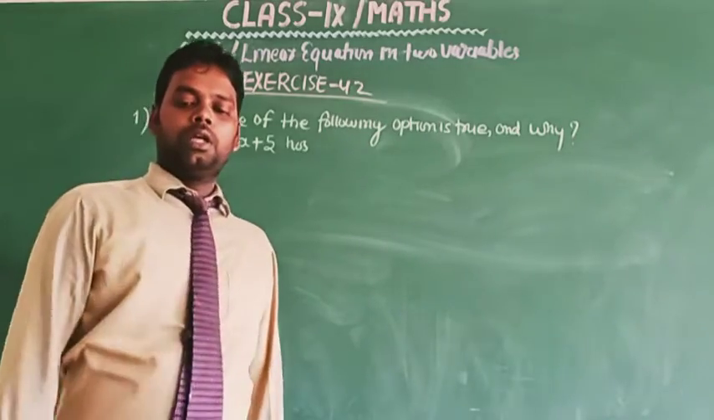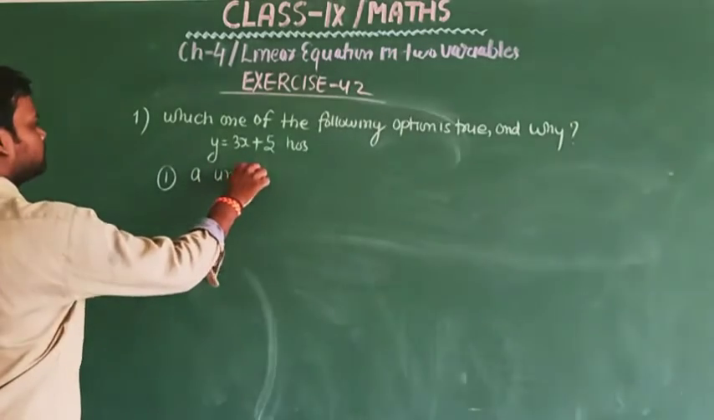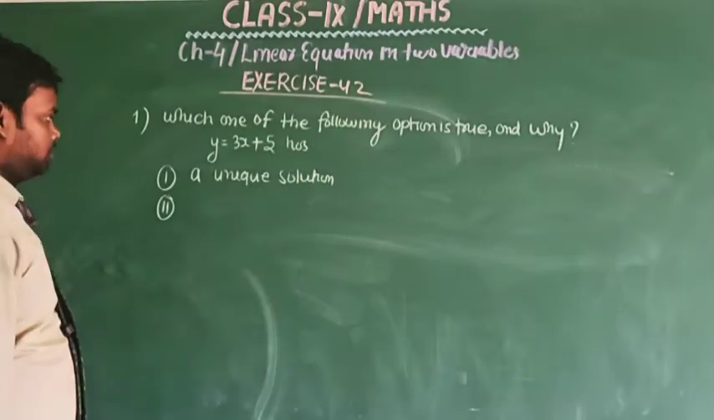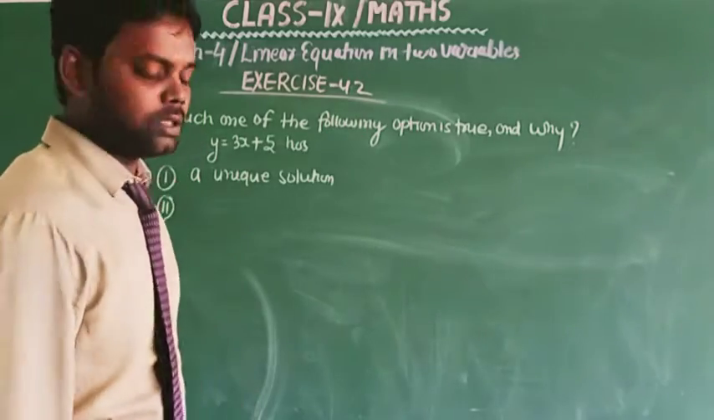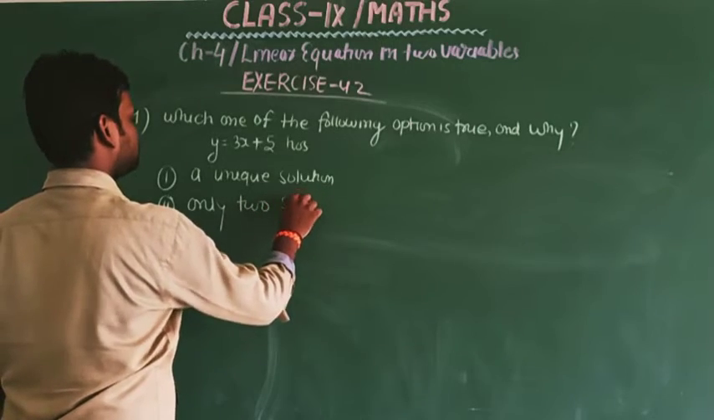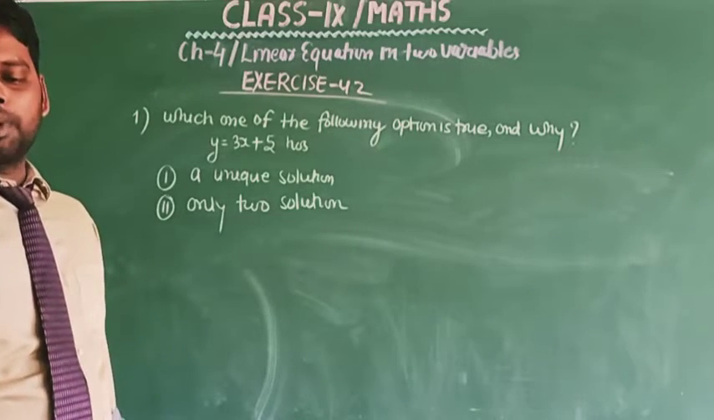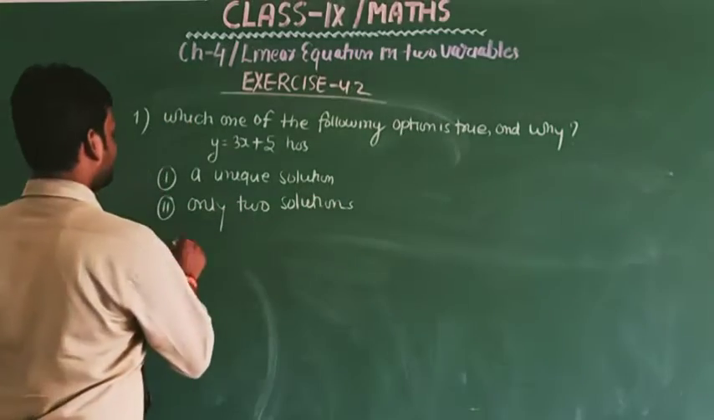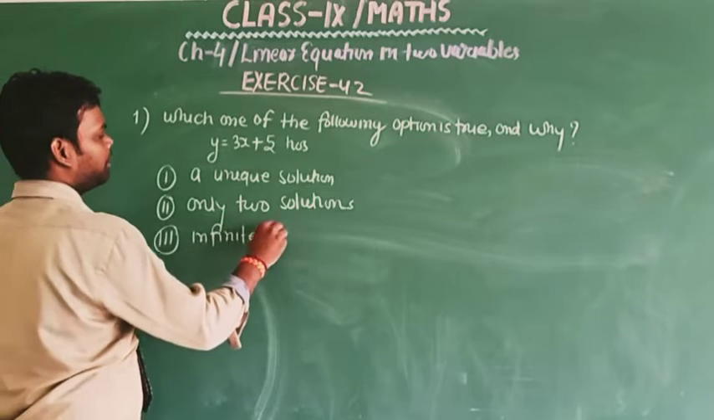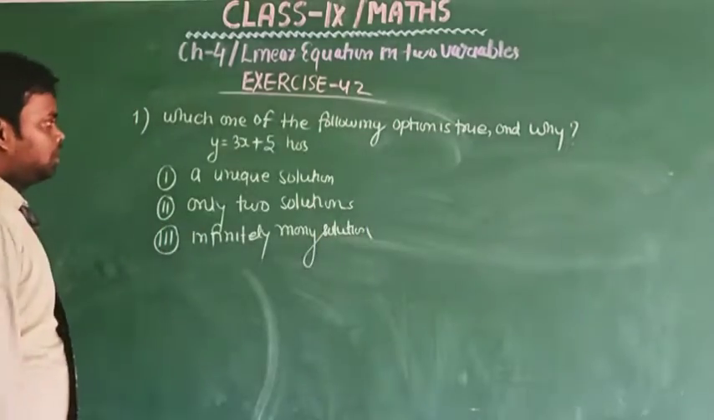First option is a unique solution. Second, only two solutions. Third, infinitely many solutions.